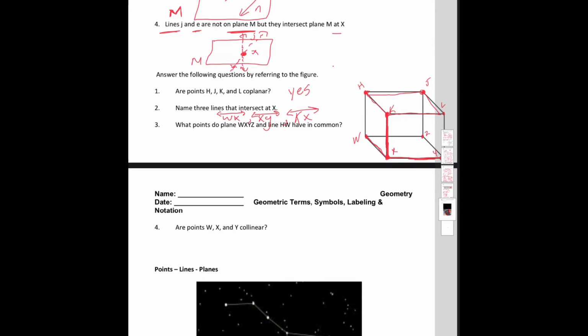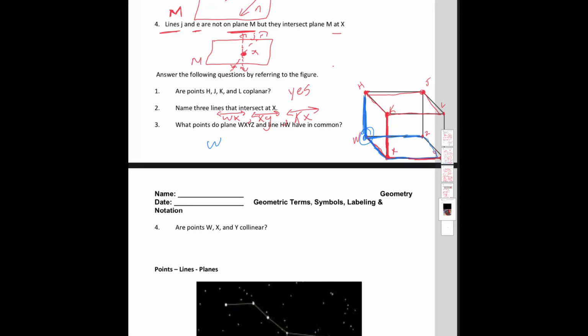And our third question, what points do plane WXYZ and line HW have in common? So let's look at our picture here. Let's use a different color. So if we look at this plane here, we're looking at WXYZ, which is the bottom of the box here. And then we're also looking at line HW. So this line HW is going up and down. And what do they have in common? The only thing they have is that point W, right? They meet there. This line touches this plane at point W, and that's the only thing we can see. So they have point W in common.